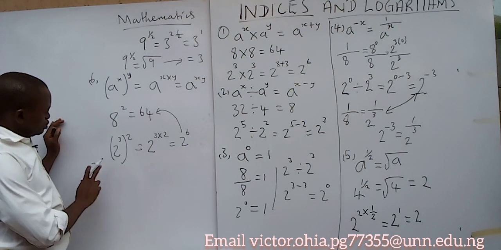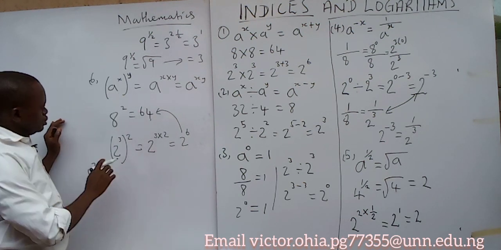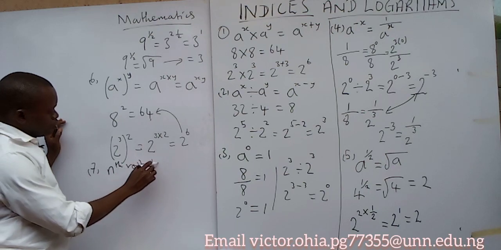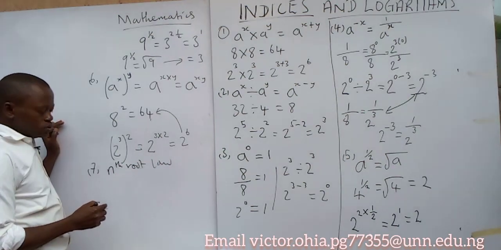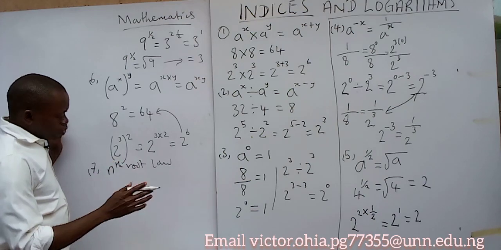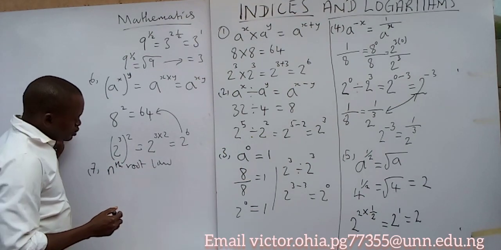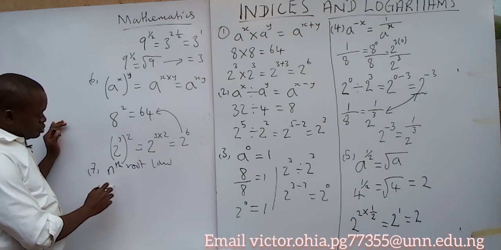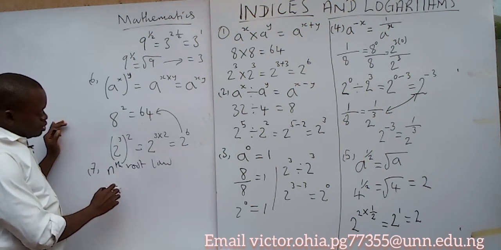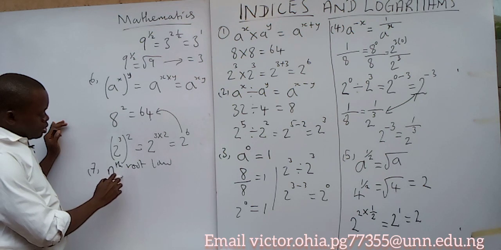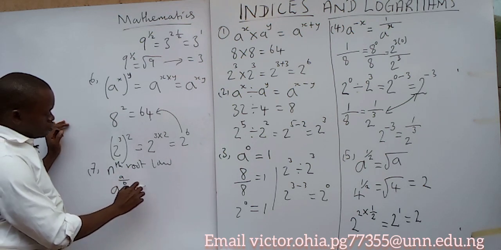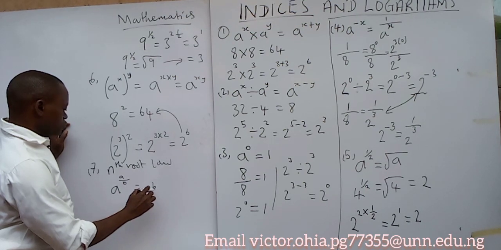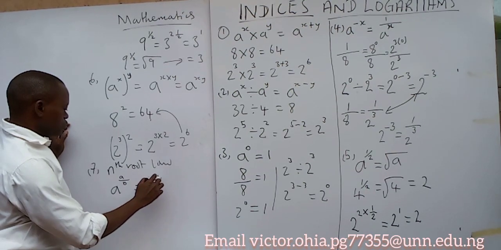So what do we have here now? The seventh one. We've taken a look at this. Let's take a look at what I call nth root law. Nth root law. What does this law say? You realize that you have accepted that, let me just state it. It says a raised to power a over b is equals to b nth root of a.